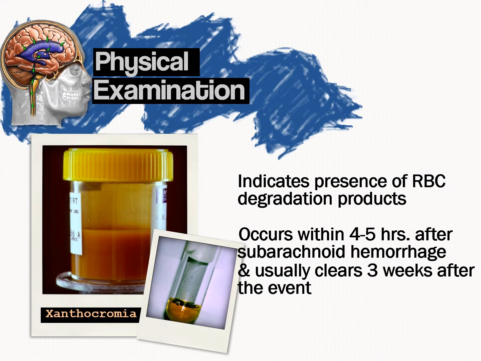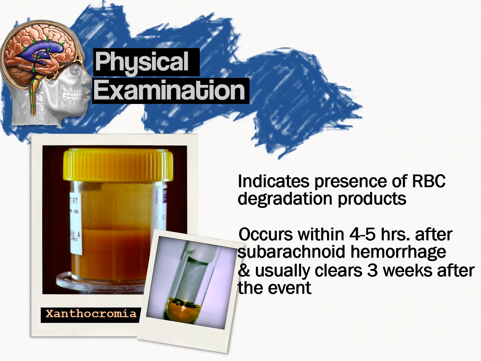A xanthochromic specimen indicates the presence of hemoglobin, oxyhemoglobin, bilirubin, methemoglobin, melanin, carotene, protein, and rifampin therapy. Each of these indicates a certain condition. Xanthochromia means there are red blood cell degradation products, meaning there had been bleeding. According to Henry, xanthochromia appears in the CSF 4 to 5 hours after subarachnoid hemorrhage and will clear approximately 3 weeks after the bleeding. The color of the CSF depends on the amount of blood and the length of time it has been present in the CSF.